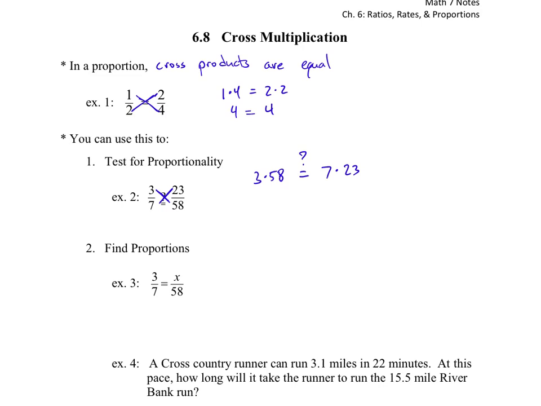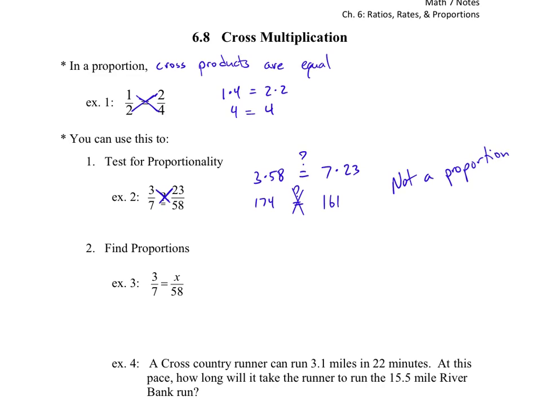3 times 58 is what, Molly? 174. And is that equal to 7 times 23? No, that's 161. So they are not equal. So we would say these are not a proportion.